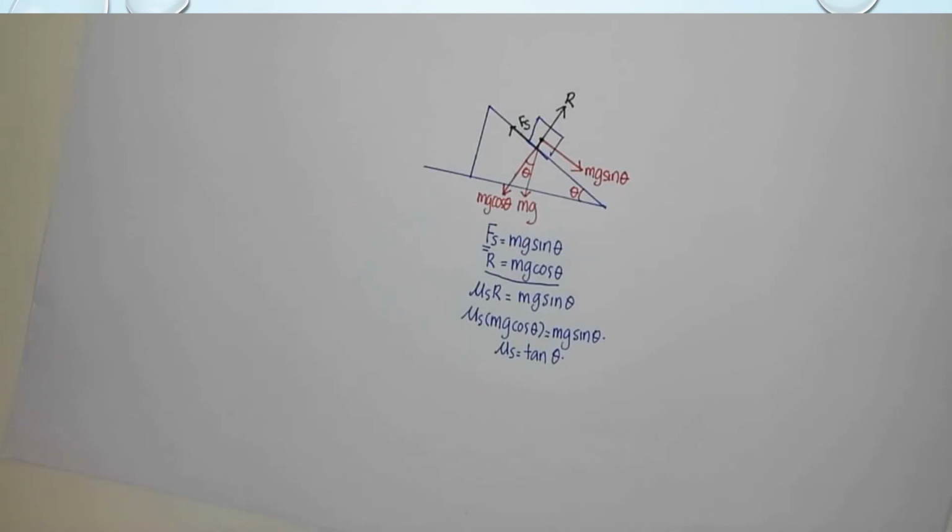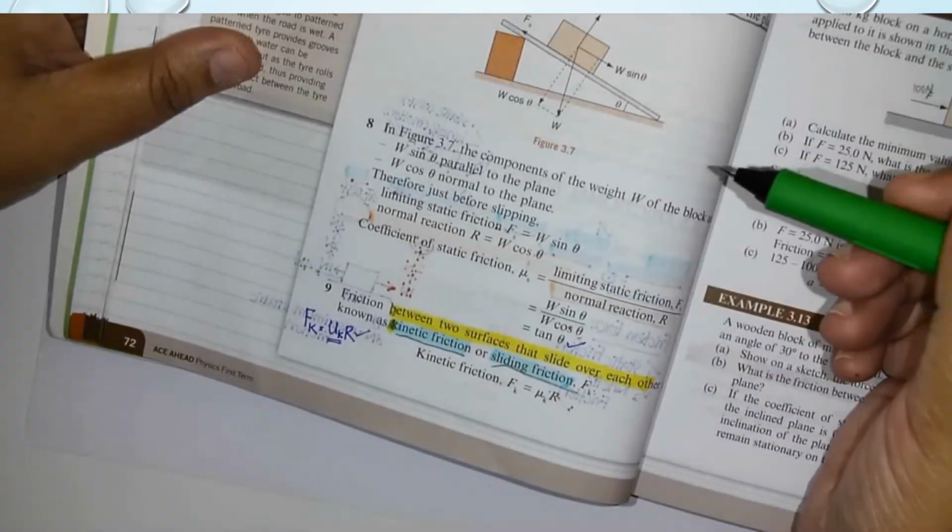That's how to find the coefficient of static friction. That's what number 7 and number 8 are trying to say: mu s equals tangent theta. It's just an example. They just use an example here.